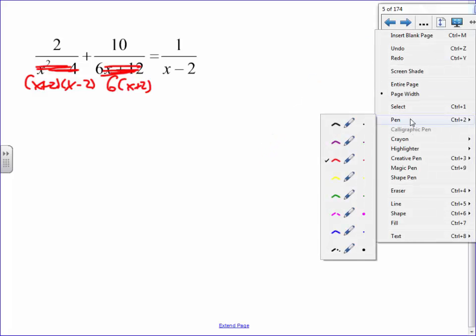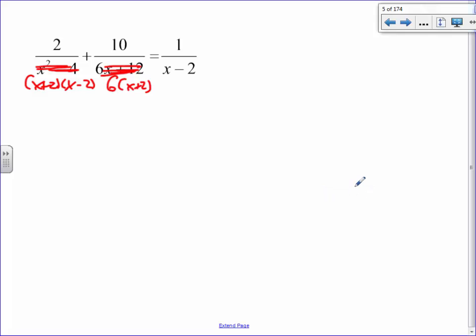Do they have common denominators? Not entirely common. Is there some stuff in common though? Yeah, the x plus 2 is in common, right? So what that means is we're going to have to times this guy by 6 over 6 so that they now both have 6's on them. And we'll have to times this one by x minus 2 over x minus 2, so those ones both have x minus 2's on them.